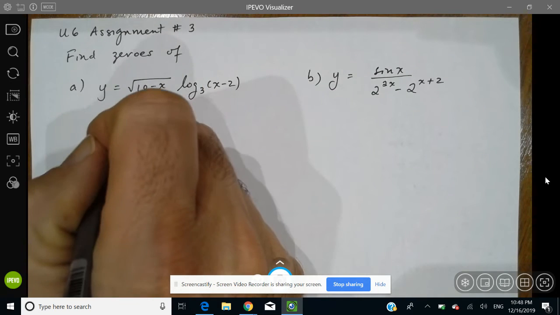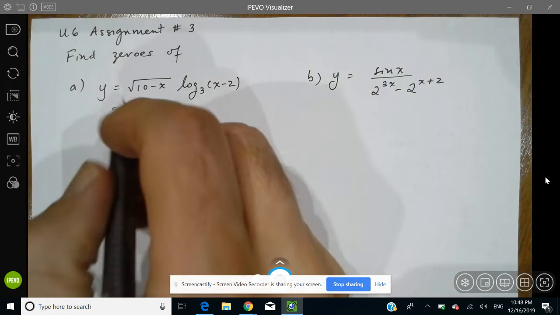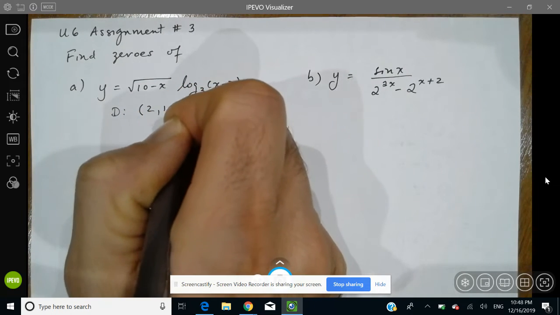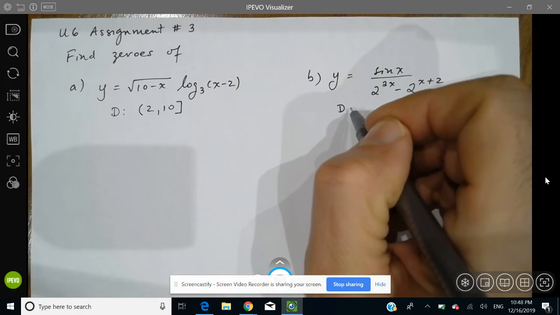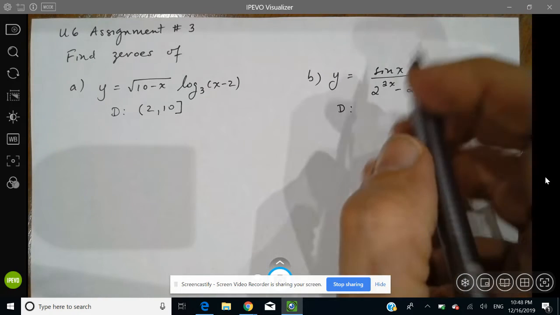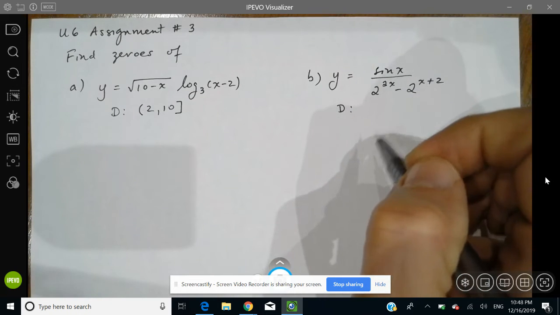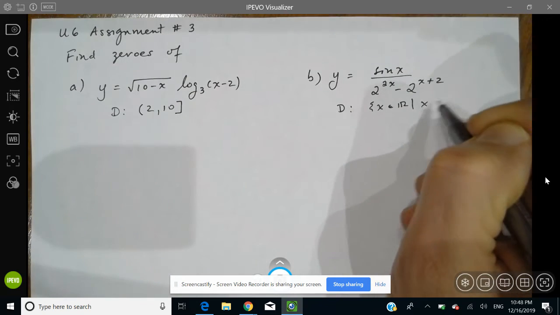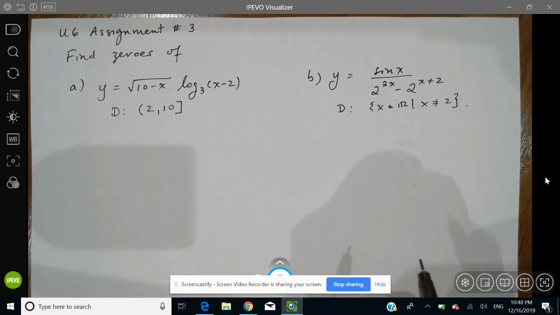So not a bad idea to recall, and I won't redo it, but we found here that the domain of this function was all values from 2 to 10, including 10 but not 2. And here, the domain, well, the only restrictions on the domain were what made the denominator equal to 0, and the only restriction was that it couldn't be equal to 2. Okay, so it was all x in R such that x was not equal to 2. All right, so we'll keep that in mind as we're doing it.